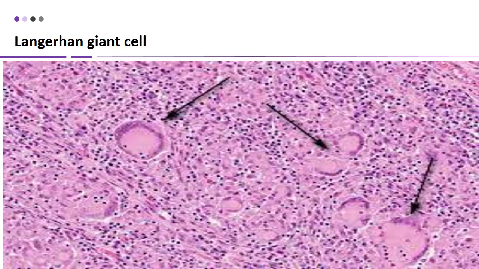So this is the histological picture of Langerhans cells, also known as giant cells. These are formed by the fusion of epithelioid cells, which are basically macrophages, and they contain nuclei which are arranged in a horseshoe-shaped pattern in the cell periphery. They are not specific for tuberculosis, but they are present in tuberculosis.